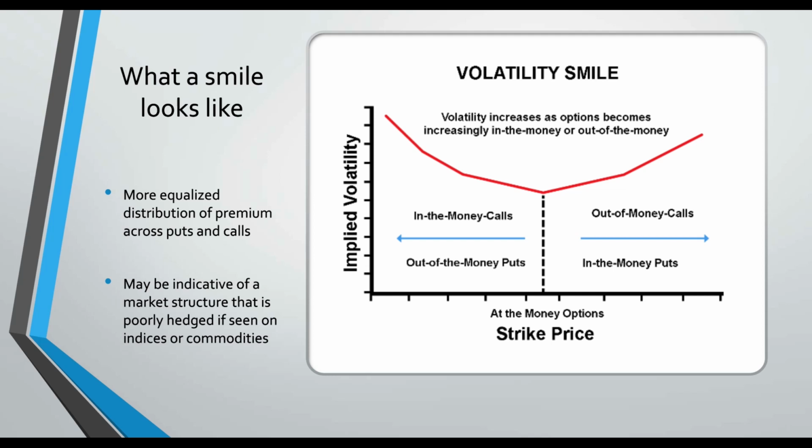Now, the other kind of volatility that we look at in terms of the distribution of premium is a smile. A smile is when there's a pretty even distribution between puts and calls. That means that people are basically participating on either side in relatively equal terms, at least insofar as premium is concerned. Why does that matter? Because what that's telling us is that if this is an index, it's not well hedged. It means that it's more vulnerable to downside risk. And we'll talk about that in a minute.